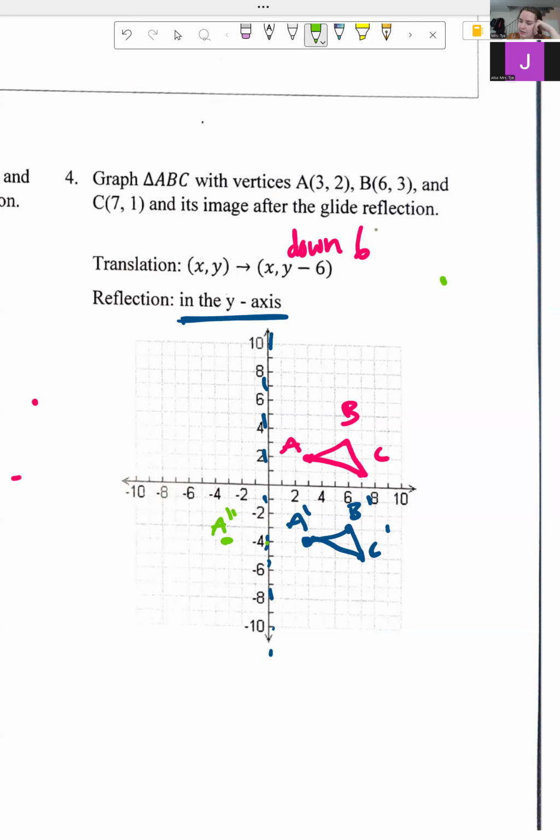B is 6 away, if we count them. So we're going to go 6 more for B double prime. C prime is 7 boxes away from the y-axis. So we're going to go 7 more. C double prime. Okay, and that's your glide reflection. This time we glided down and we reflected across the y-axis. And again, that's a composition of transformations.